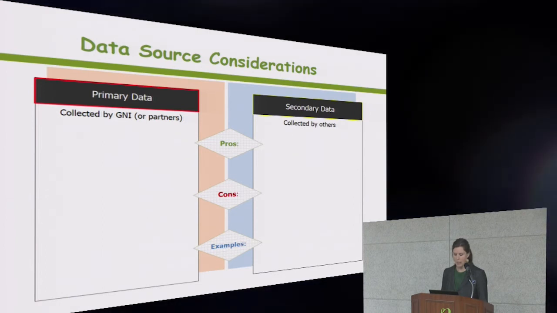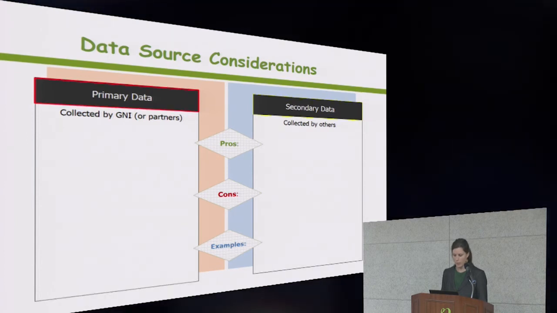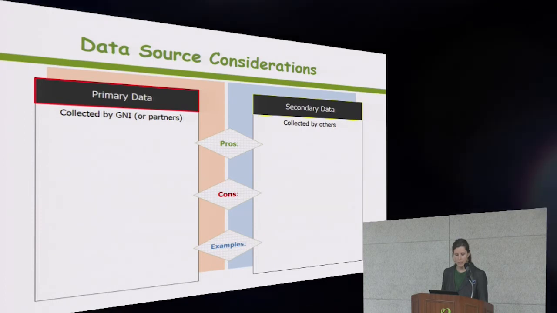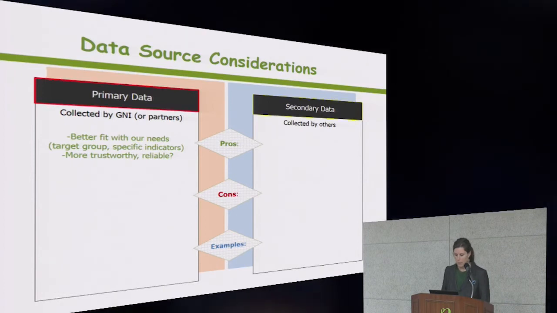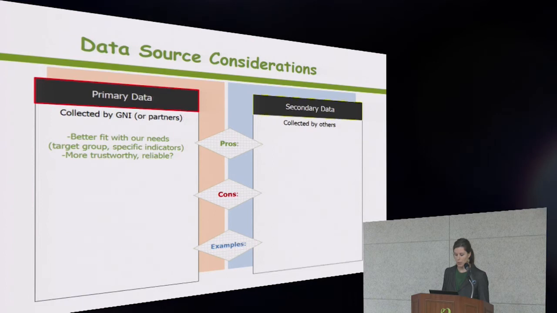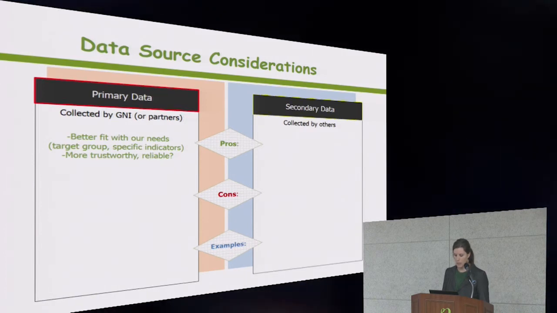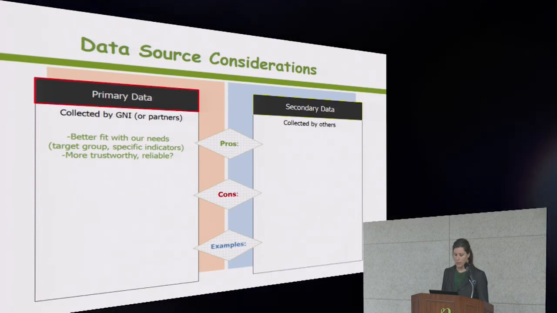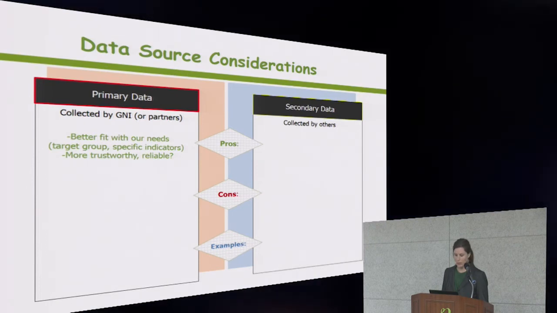Primary data is data that's been collected by you or your team, while secondary data is collected by others. So advantages of primary data: it lines up with our needs more specifically, in terms of indicators and participants. We can also usually trust the reliability and accuracy of primary data since we know how it was collected and who collected it.